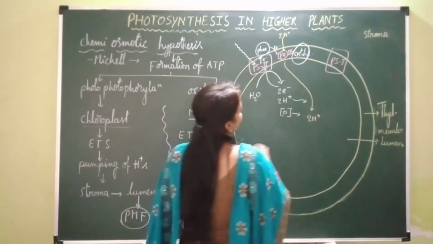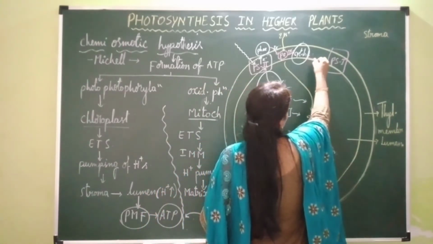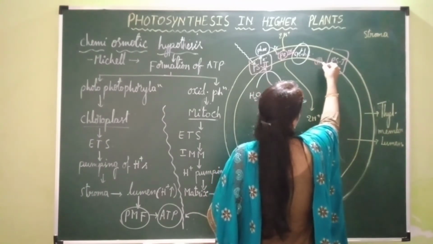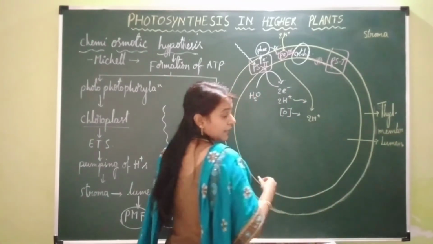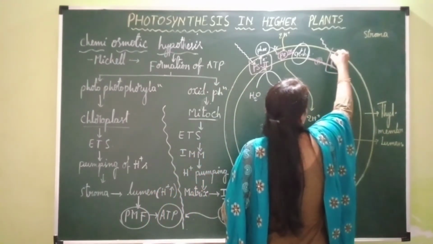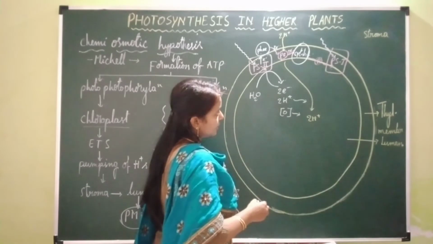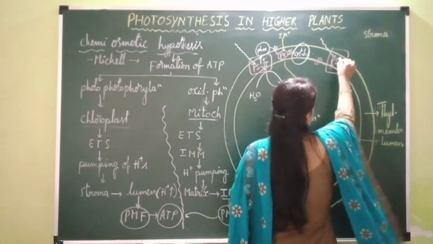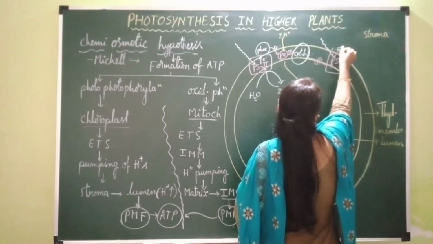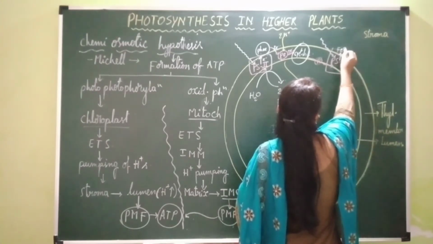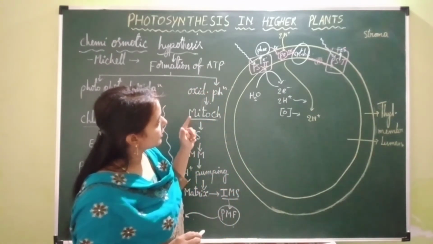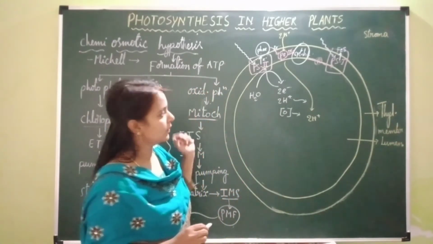From the cytochrome BF complex, electrons are passed on to the next carrier, that is plastocyanin. From plastocyanin they are passed on to PS1. So now electrons have reached PS1. The reaction center of PS1 also absorbs light energy, and the electrons present in PS1 also get excited and enter into FES. FES is the initial electron acceptor of photosystem 1. The initial electron acceptor of photosystem 2 is pheophytin.